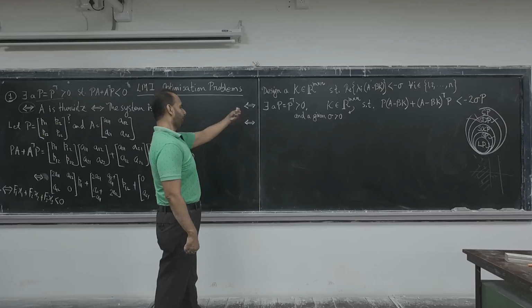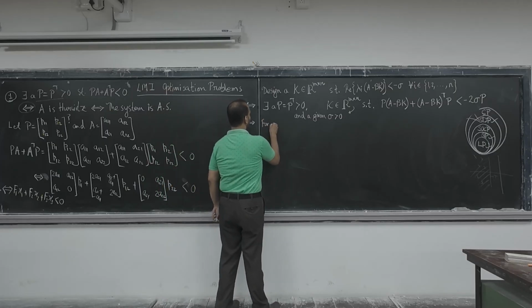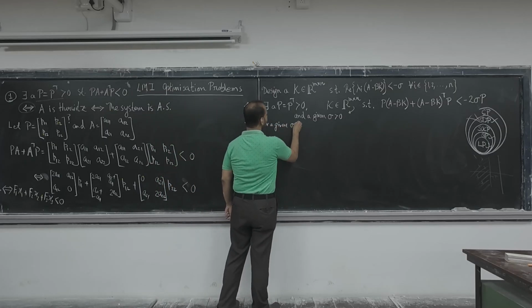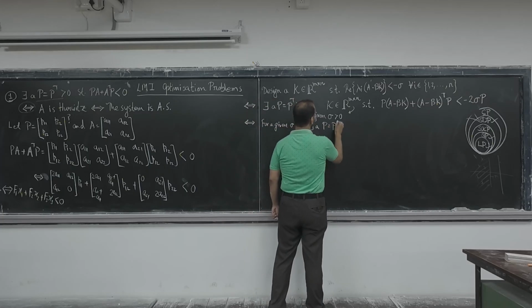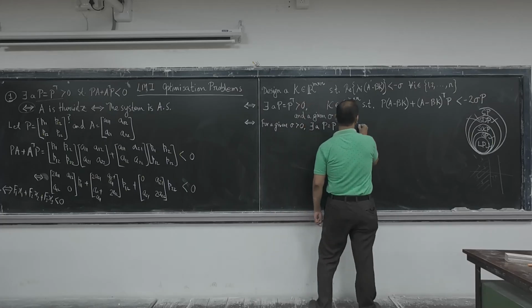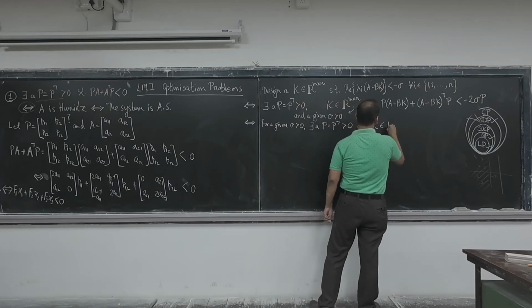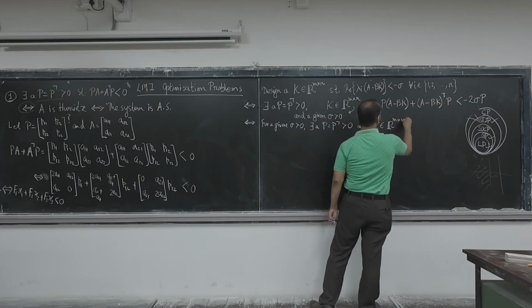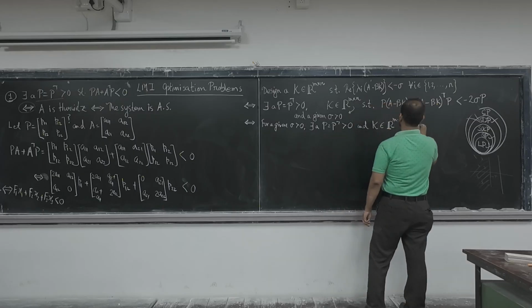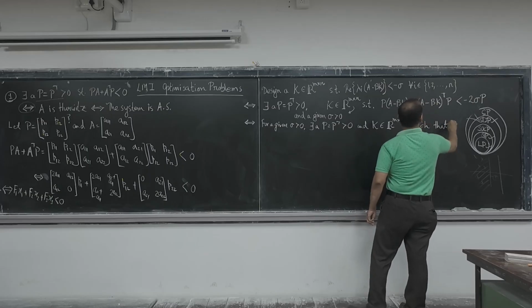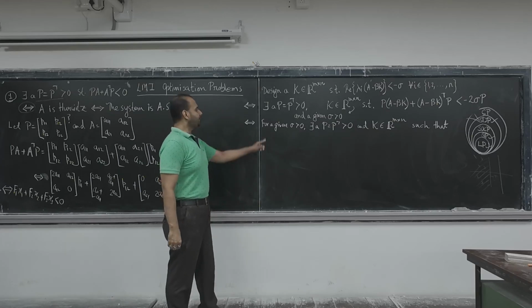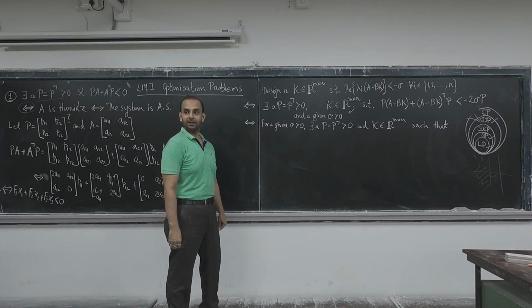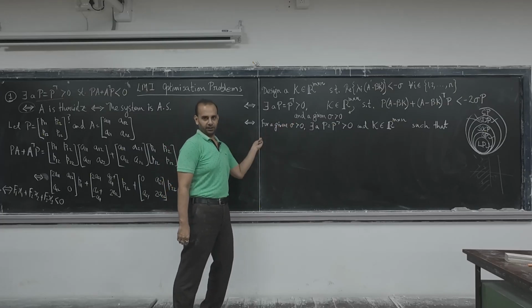Then an even better statement would be: for a given sigma greater than 0, there exists a P equals P transpose greater than 0 and K in R^(m×n) such that, now you expand the inequality. This is a better sentence because here sigma is given, it is not a variable, right? So that's why I have changed its position.